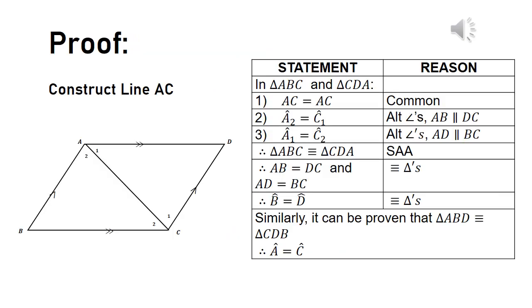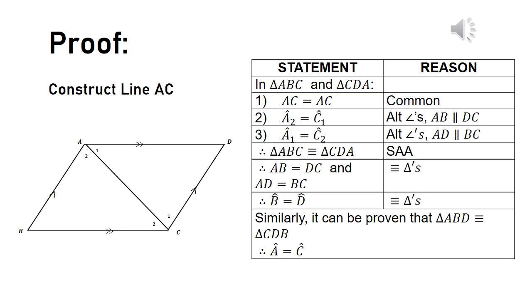So we're going to start with the proof now, and this is the part that you will need to memorize and that you will need to be able to write down in an exam. So the first thing that we've done is we've constructed line AC. You can see it's a diagonal there in your parallelogram.